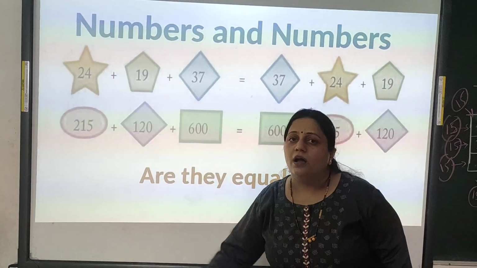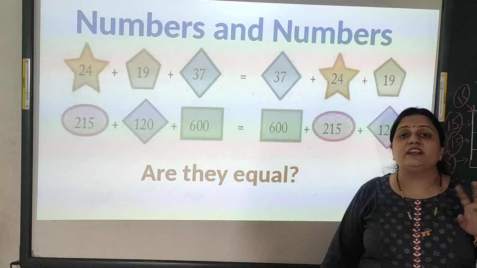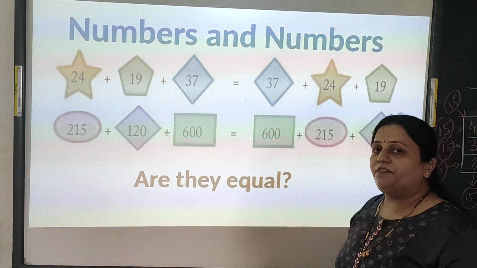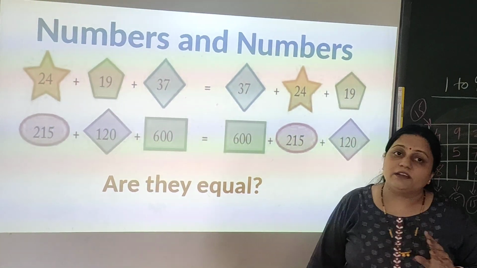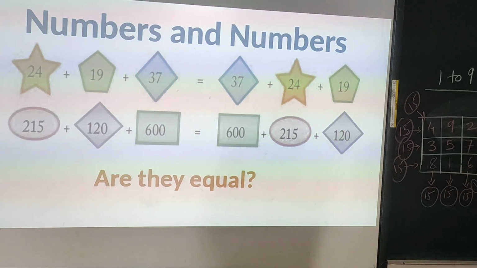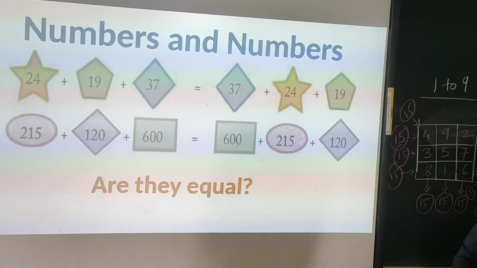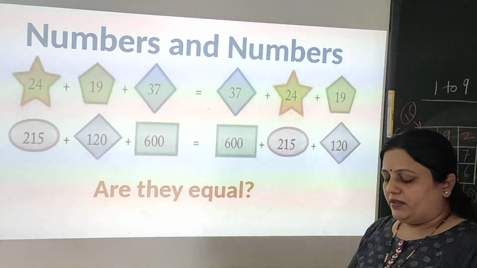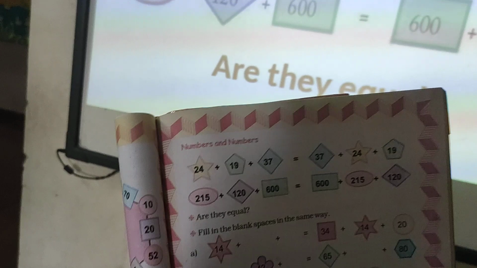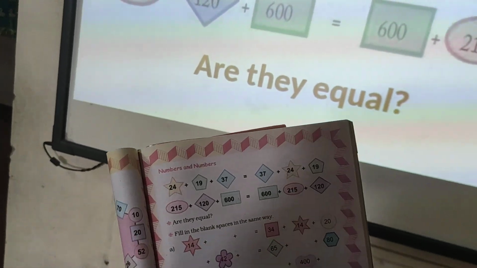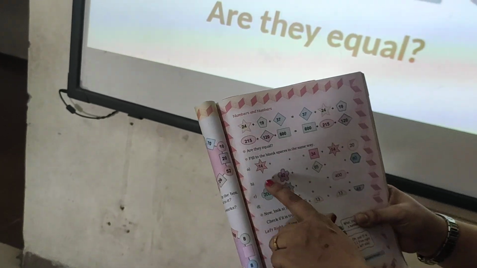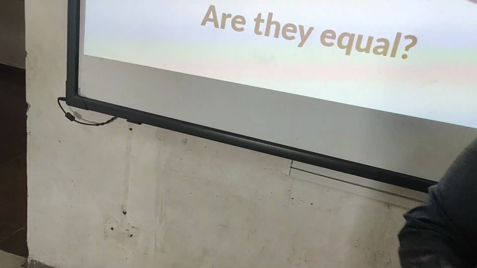So in addition and multiplication, if we change the order of the numbers, it will not make any difference in the answer. The answer will be the same. This is given in your textbook page number 104. Based on this same topic, these 4 questions A, B, C, D are given. You have to solve these in the worksheet. I am going to send you the worksheet today with this figure, and you have to solve this.